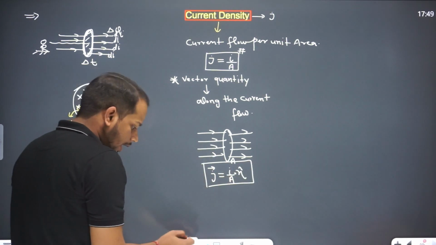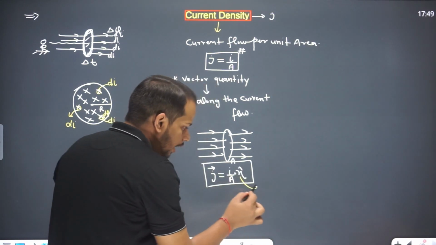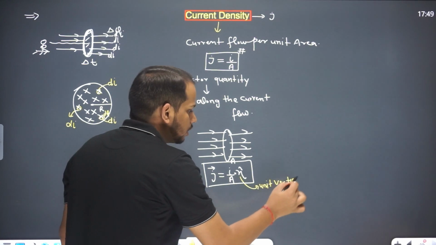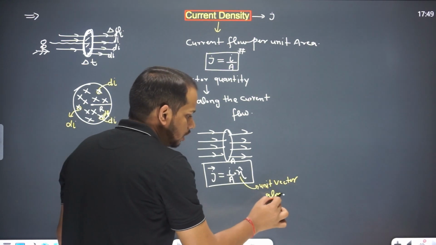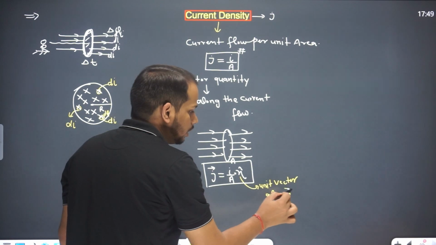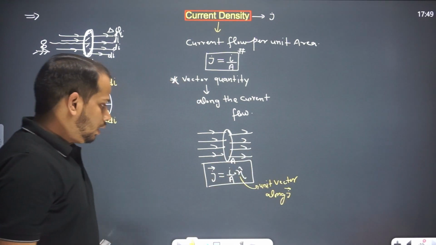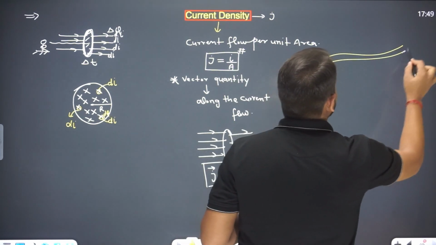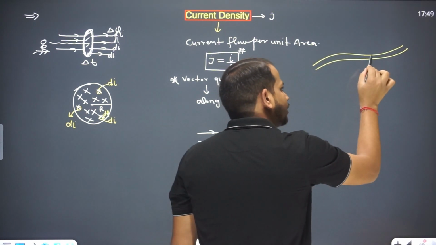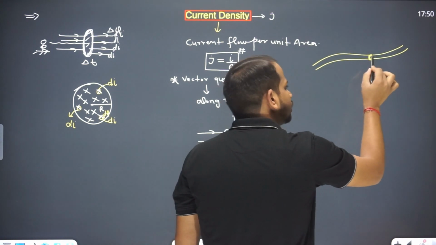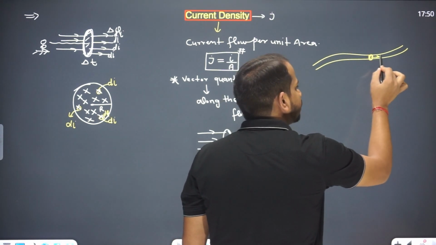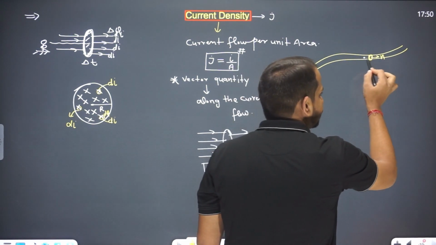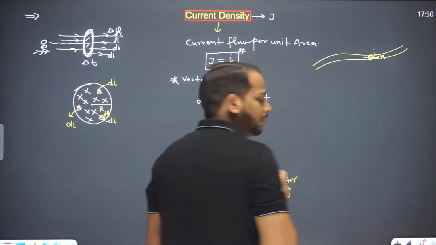The meaning of n cap is that it's a unit vector along J, along vector J. Like if this is the wire we have, and at this moment J is along this one, or we can say the n cap is along this one, then the current at this moment is also along the same direction, right?